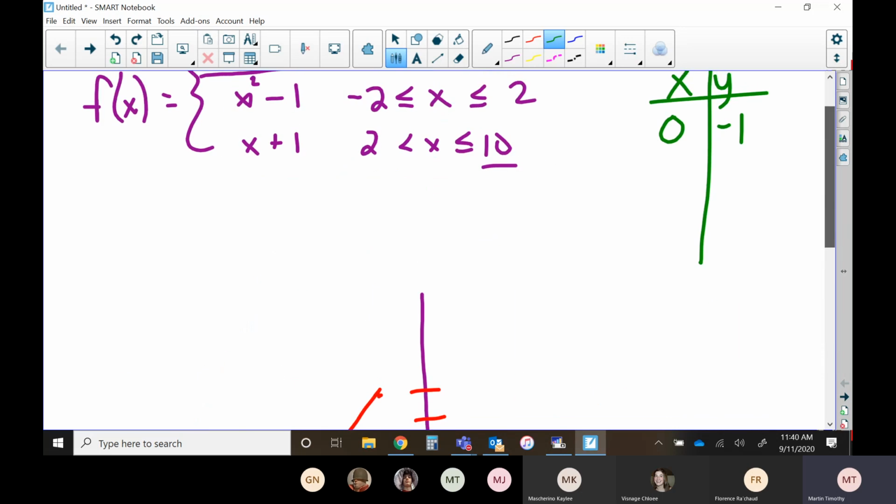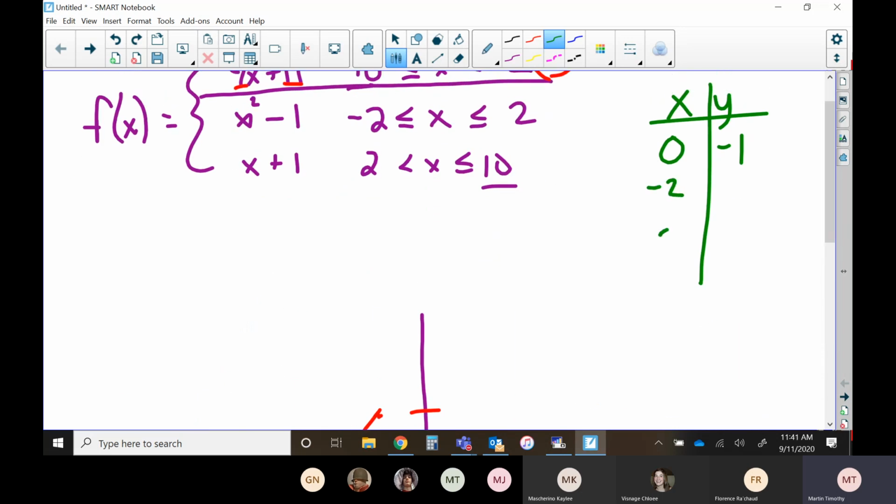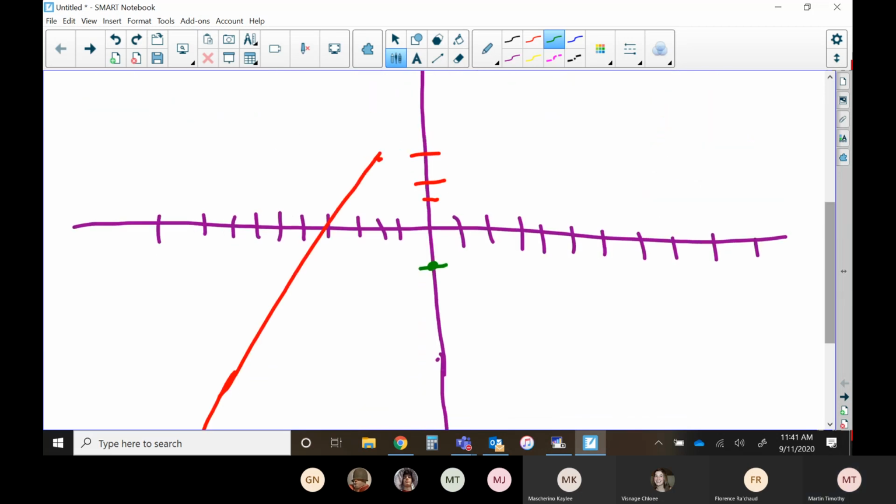And then the other things I would plug in would be a -2 and a +2. If you plug in -2, -2 squared is 4. 4 minus 1 is 3. 2 squared is 4. 4 minus 1 is 3. So it's -2, 3 and 2, 3. What do you notice about that? It connects where the other one ended, yes? And the other one is 2, 3. So my U shape in the middle looks like this.